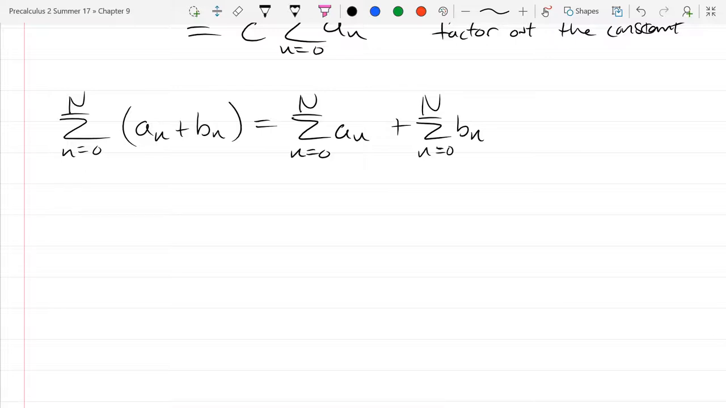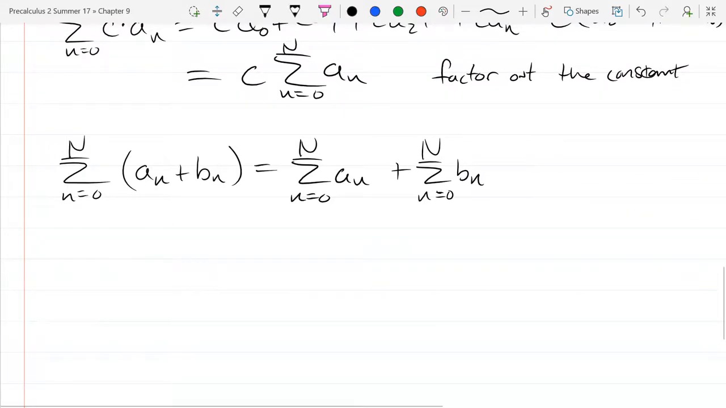Now we're going to go and use these and find some sums. I want to find sums.